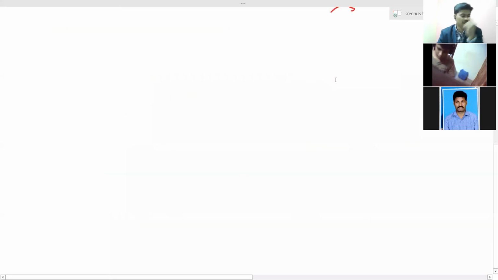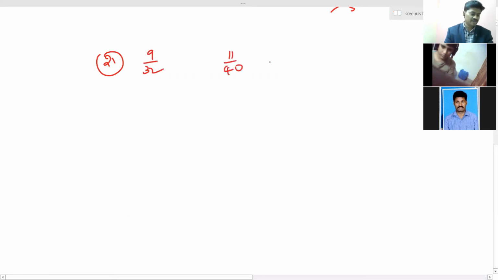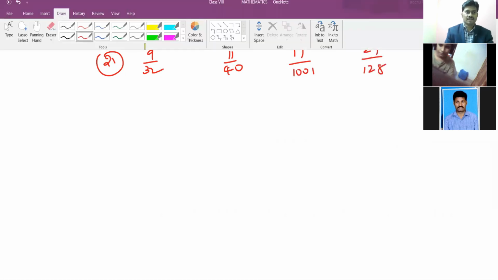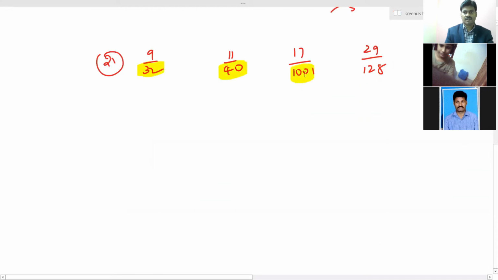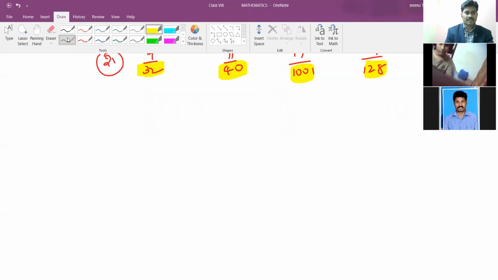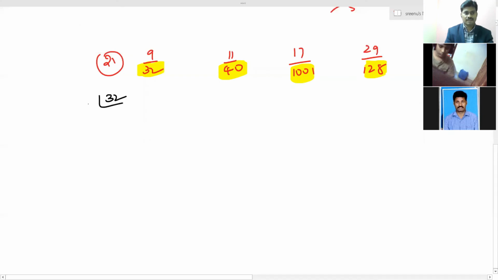So like this, we have to check the denominator. 21, I'm writing on the board. The questions are 9 by 32, 11 by 40. Don't do divisions, okay? Otherwise, our shortcut becomes waste. 29 by 128. The denominators I will mark. Please check the denominators 32, 40. So now we will factorize the denominator. Factorize 32, I will do the factorization.